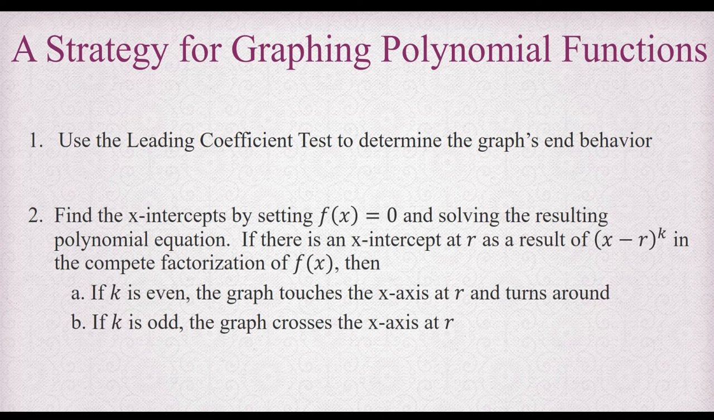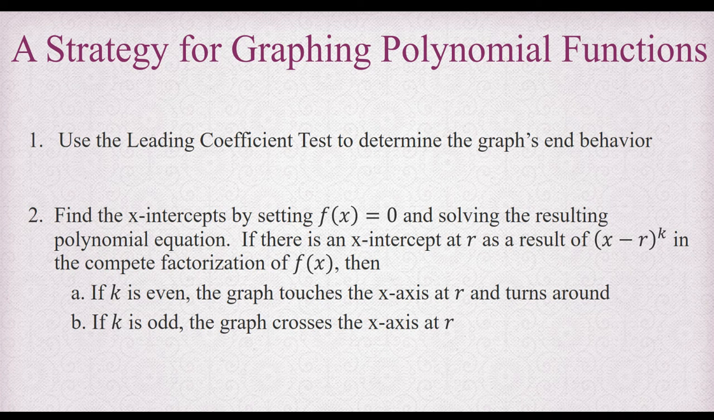Then what I want us to do is find the x-intercepts. So to find the x-intercepts, that means that I want the graph to touch the x-axis, which means that whatever x is, y has to be 0. So that's why we're going to set that function f of x equal to 0, and we'll solve. So remember, we also have practiced that. We're essentially going to have to factor and then solve each factor. So if there is an x-intercept at r as a result of x minus r raised to the k power in the complete factorization of f of x.